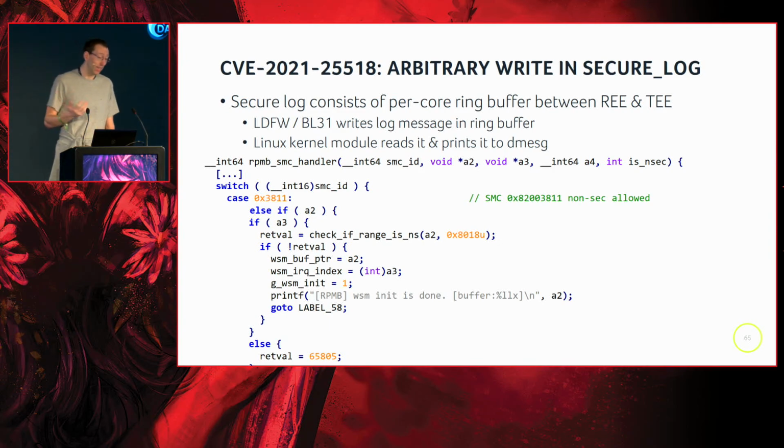For, I guess, convenience, we have a separate ring buffer per CPU core, probably also to not have too many issues with concurrency, locking and similar kinds of problems, which can get a bit hairy if you have to do it across a security boundary.